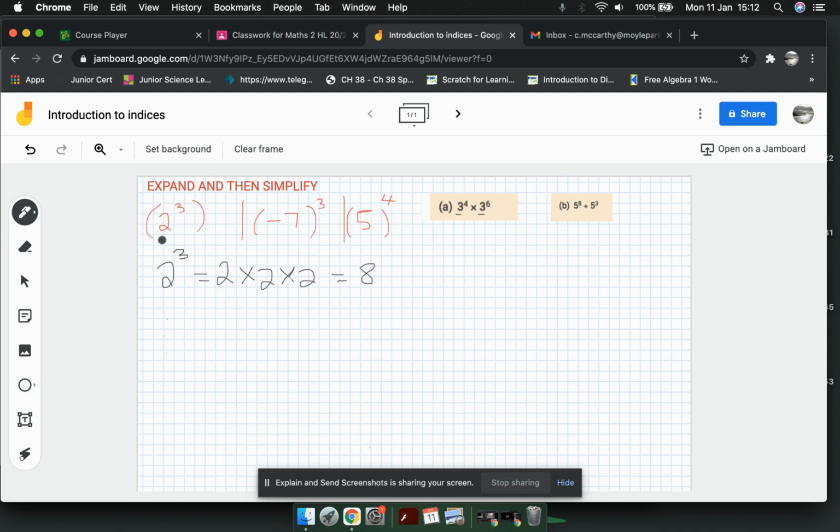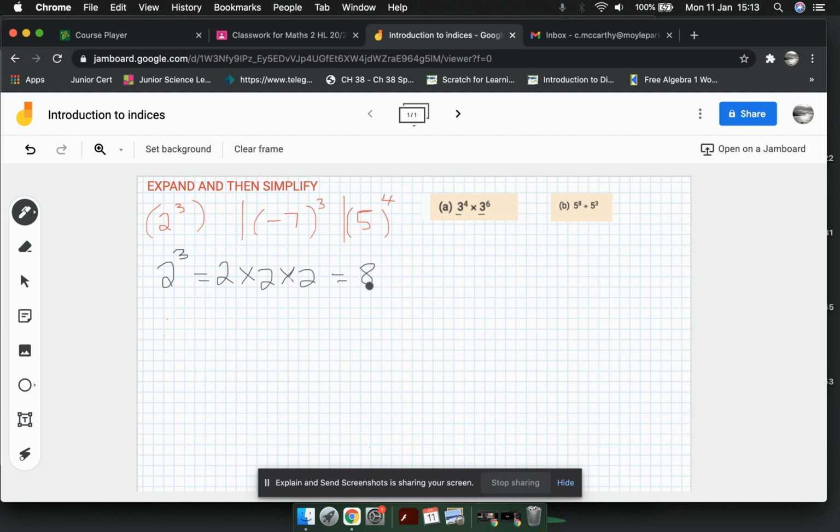Now, I have a job here, and the job I'm being asked to do is to expand and then simplify the numbers. So I've done the first one there for you. Expanding it basically means, what does 2 cubed really mean? 2 cubed means 2 multiplied by itself and multiplied by itself again. So I have 2 by 2 by 2. That'll give you a value of 8. So I've expanded and I've simplified down, and my simplified answer is 8.